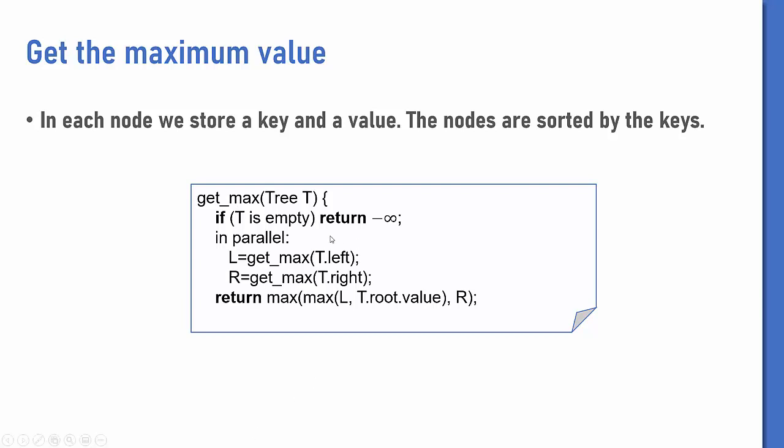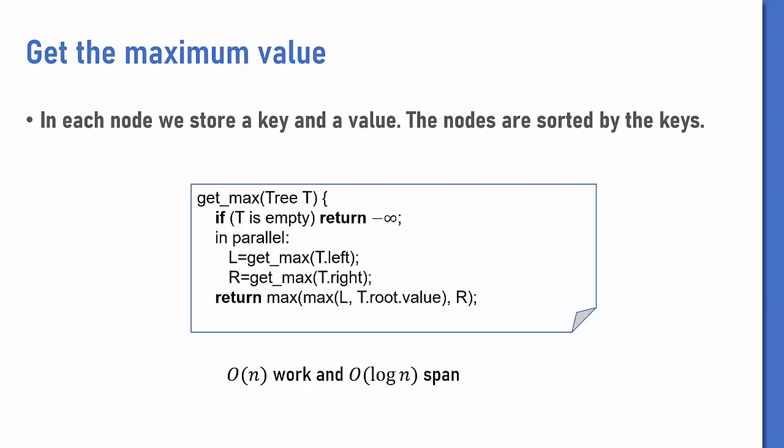So first, the base case is when T is empty, and we can just return the smallest element. Let's say it's negative infinity. And then we can recursively get the maximum elements of the two subtrees in parallel, exactly using our formula as mentioned before. And finally, we need to combine the maximum value of the left subtree, right subtree, and the root to get the final result. So we just pick the largest among them. This algorithm has linear work and order of log n span, and this is very simple. This is just to get the maximum value.